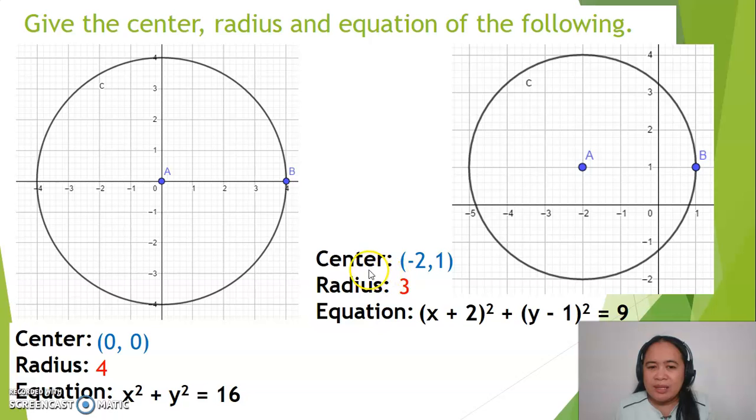Now take note, when rewriting the center in the equation form, we will simply reverse its sign. So take note, -2, so +2 here. This is +1, so therefore here that would be -1.